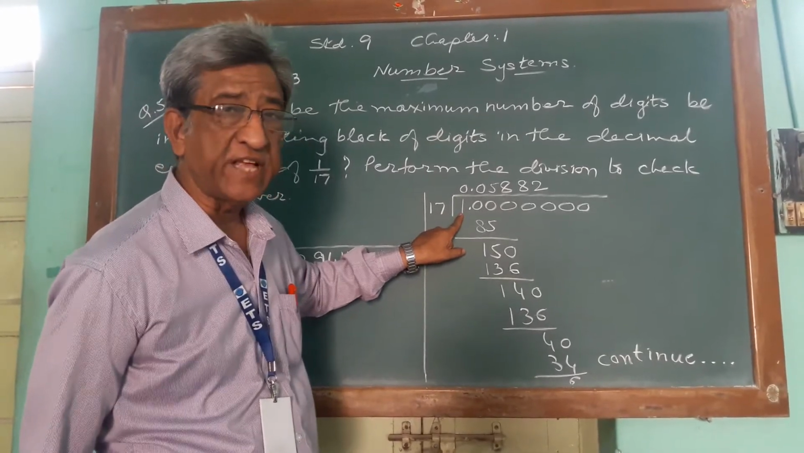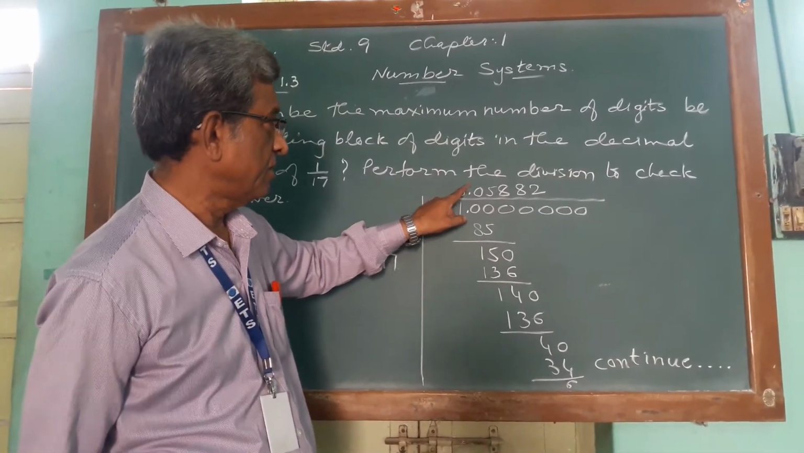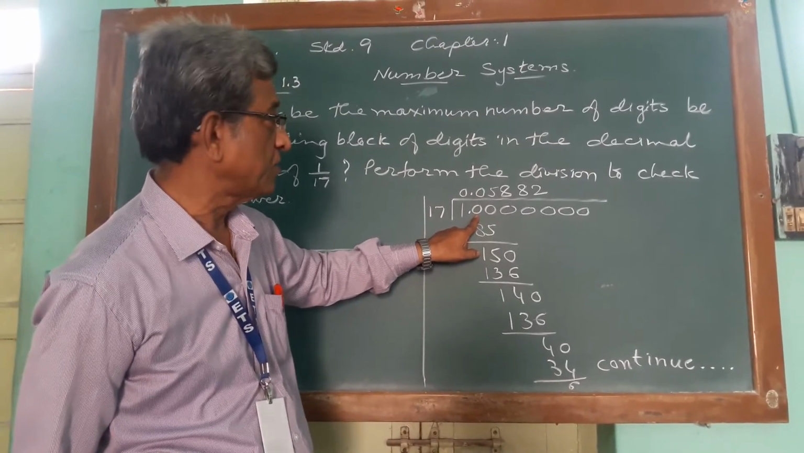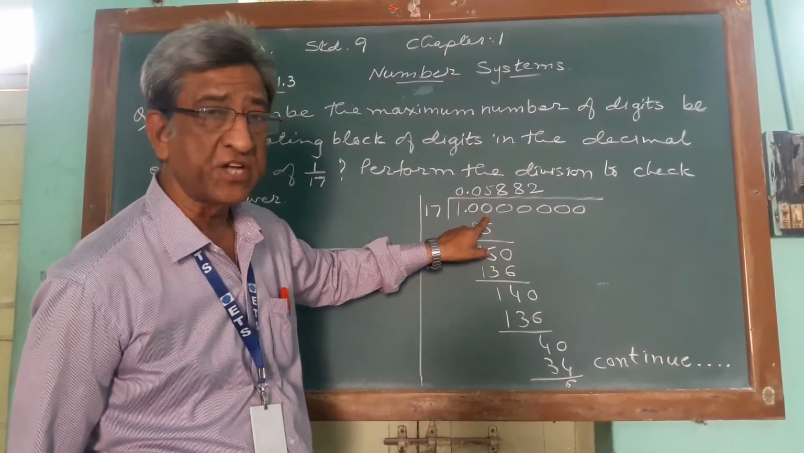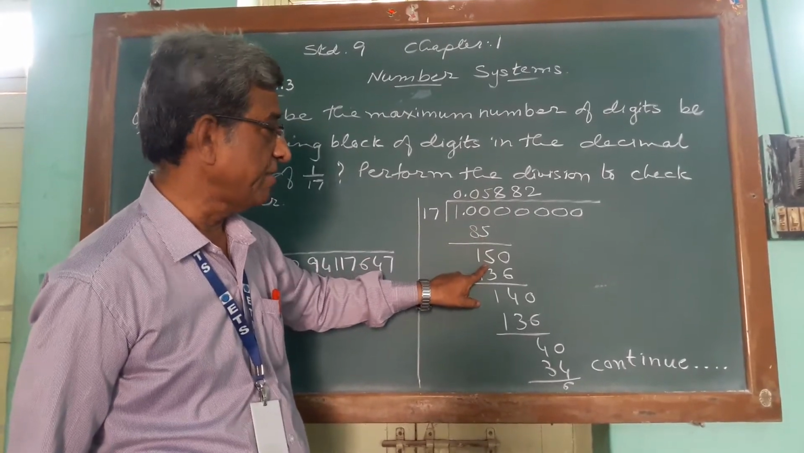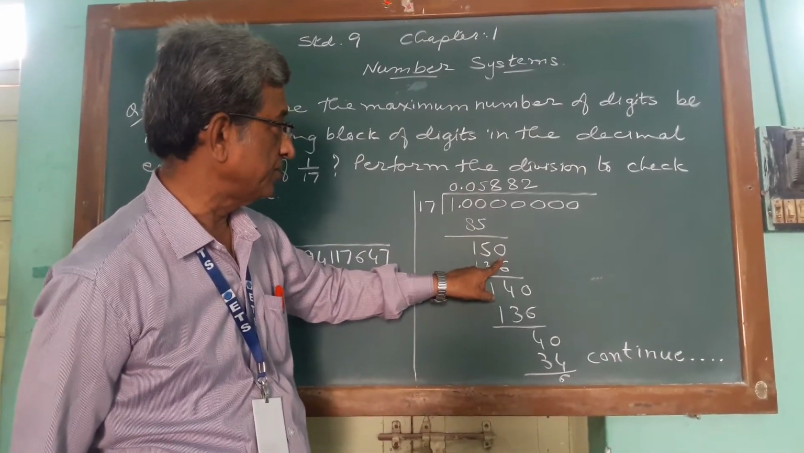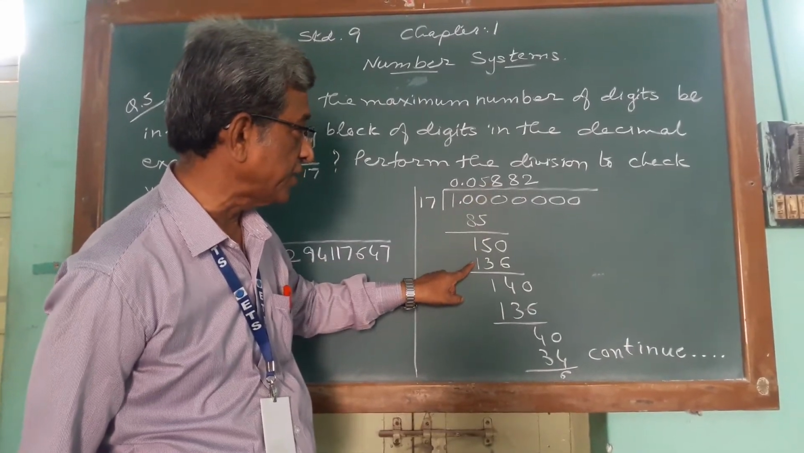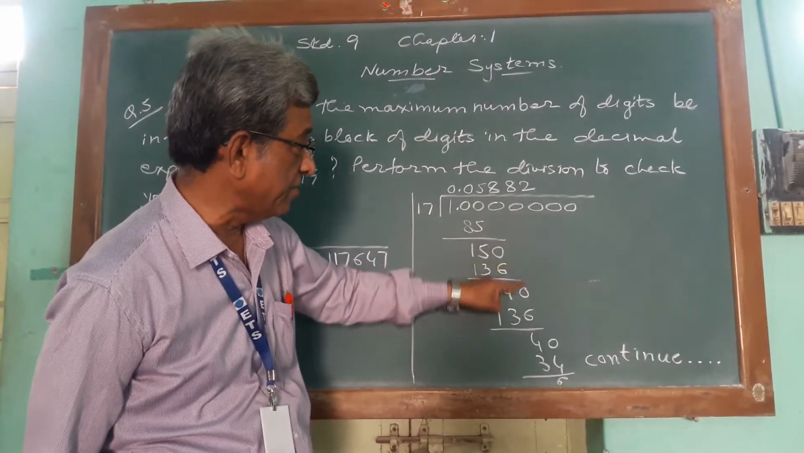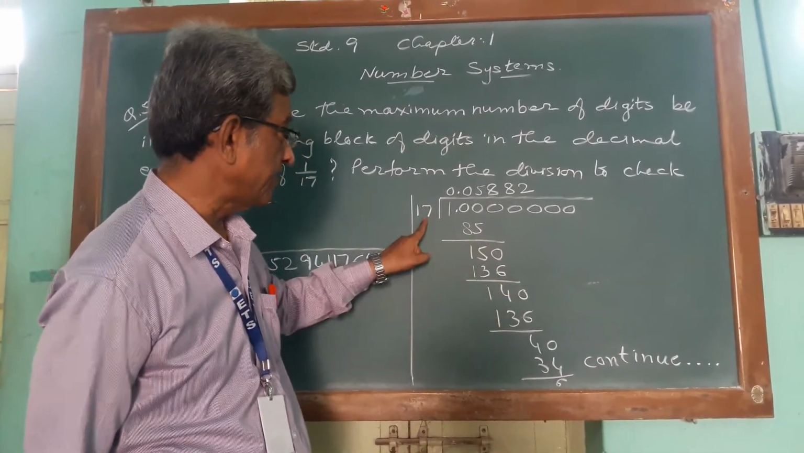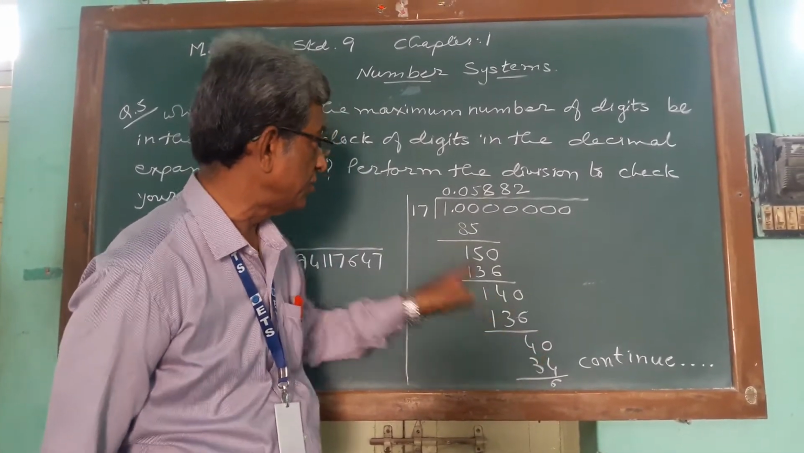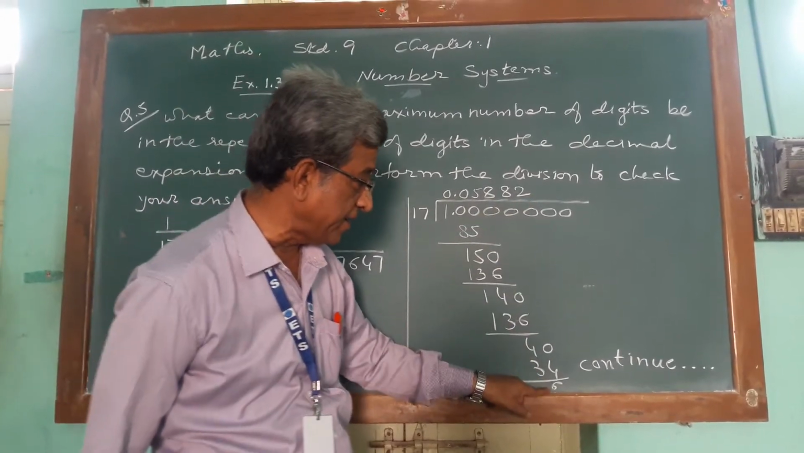So 1 is less than 17, so put 0. Put the decimal point, put another 0. Again 10 is less than 17, so put 0. Bring another 0, that is 100. So 17 5s are 85. 15 remainder, bring down 0. 17 8s are 136. 150 minus 136, you will get 14. Bring down another 0. 17 8s are 136, 4 remain. Bring down one more 0. 17 2s are 34, remainder is 6.